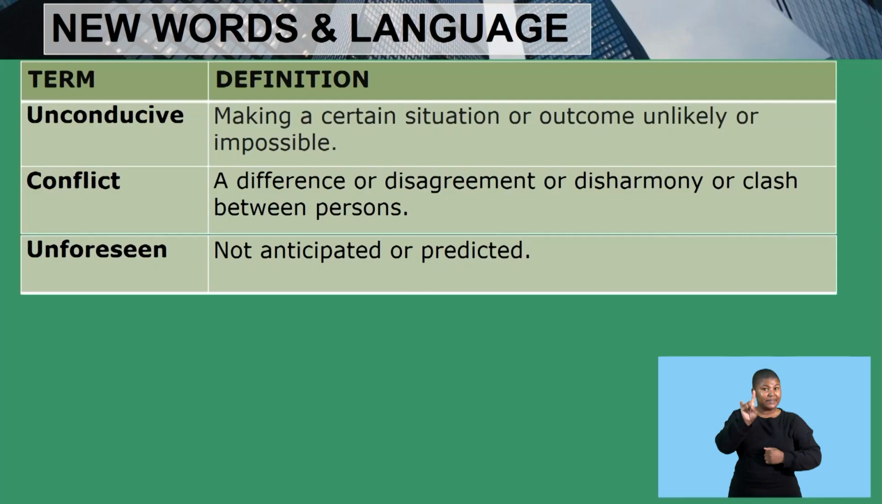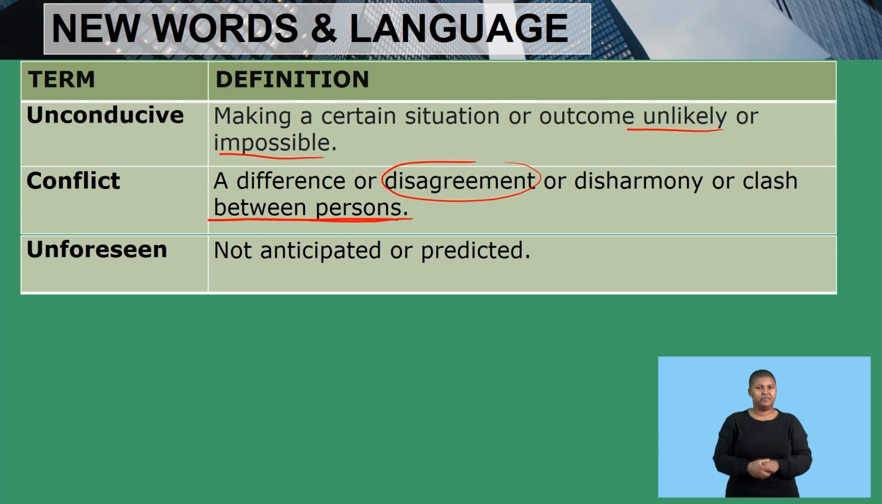Now let's look at the terms and definitions of new words that you will come across in this lesson. The first word is unconducive, which means making a certain situation or outcome unlikely or impossible. We also have the term conflict, which is a difference or disagreement or disharmony or clash, very importantly, between persons. So this is one or more people. We also have the word unforeseen, which means it is not anticipated or predicted.